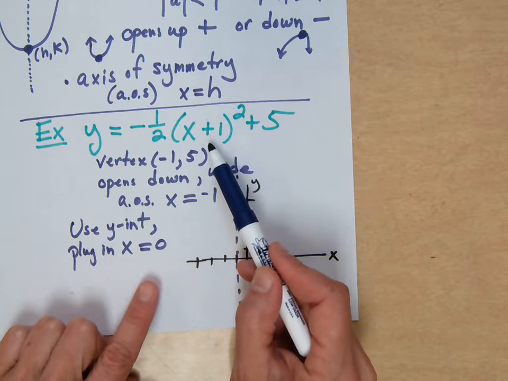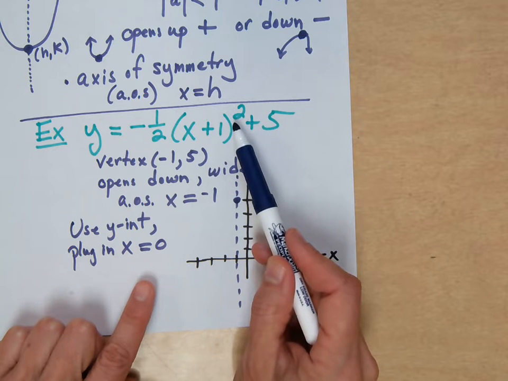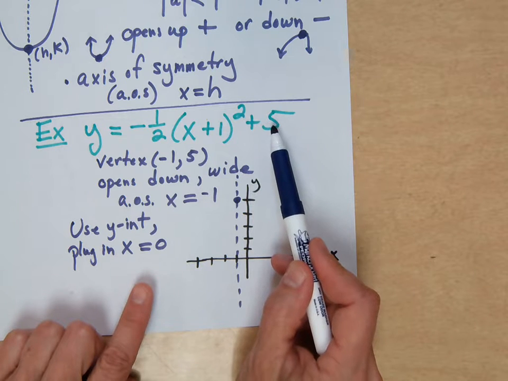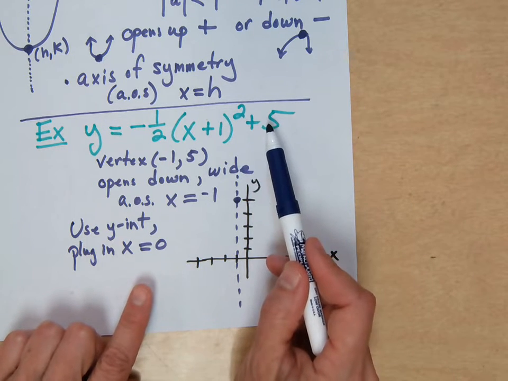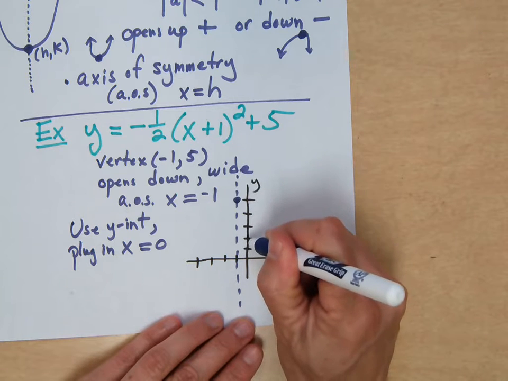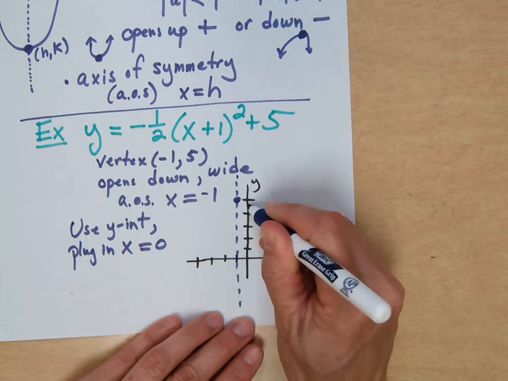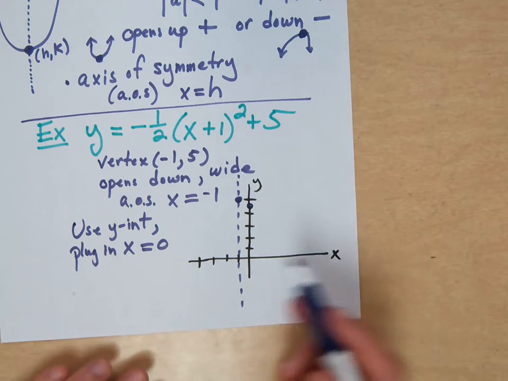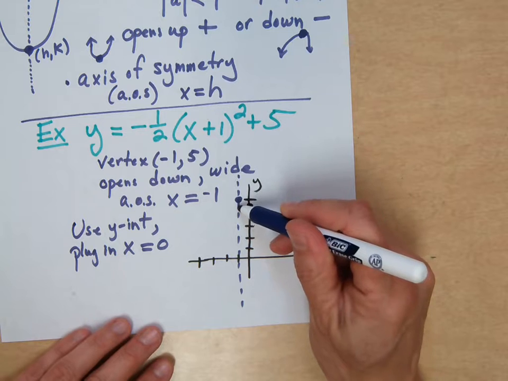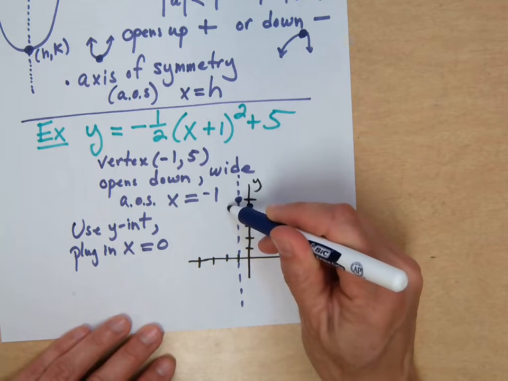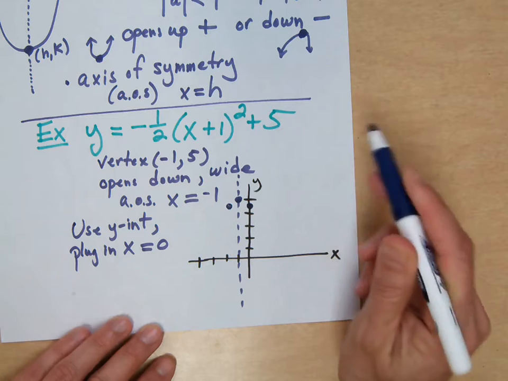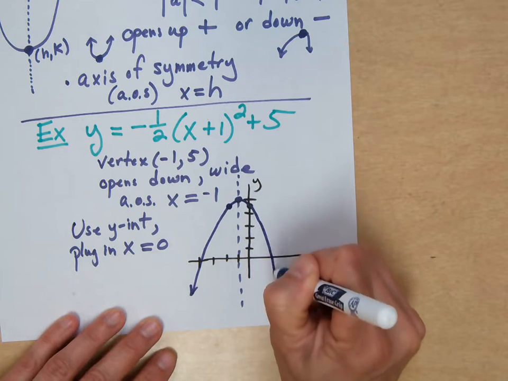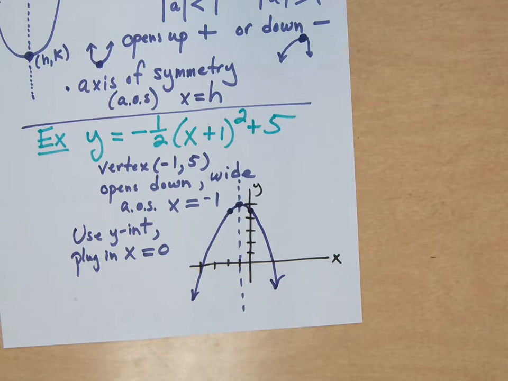0 plus 1 is? 1 squared is? Times negative 1/2? Negative 1/2 plus 5? 4 1/2. Yep. So we go 0, we go 4 1/2. 1, 2, 3, 4 1/2. See how it's wide? It even looks wide. And then we plot that same point on the other side. So here's the axis of symmetry. We go 1 to the other side, and that's our graph. We don't have to do any more xy tables. And it opens wider than the parent graph of y equals x squared.